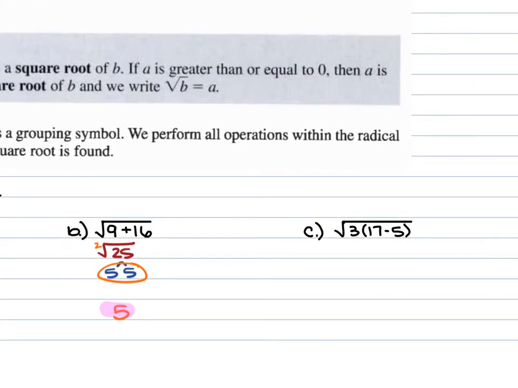For C, we have the square root of 3 times 17 minus 5. Simplify the 17 minus 5 first. That gives us 12. So that's the square root of 3 times 12, which is 36. So that's the square root of 36. 36 is 6 and 6. We have a group of 2 there. So that's 6.